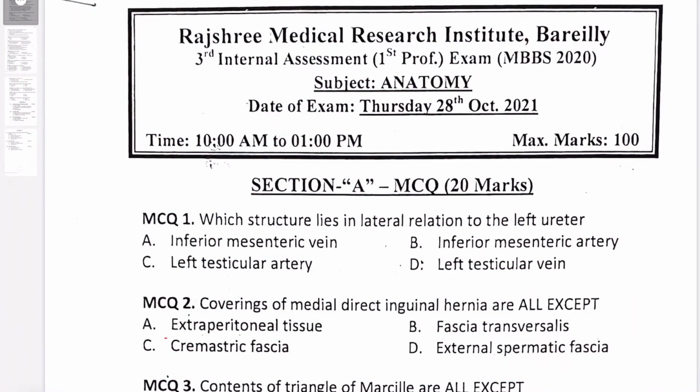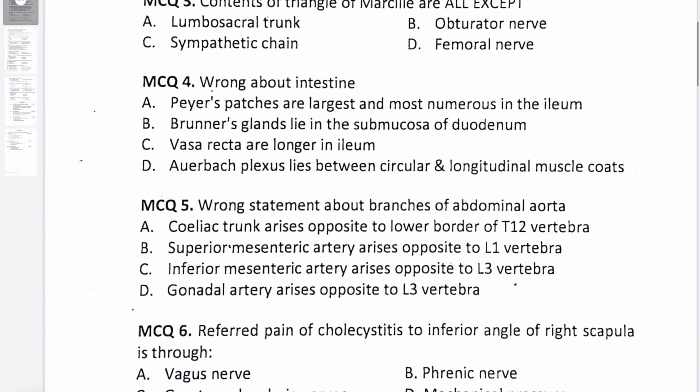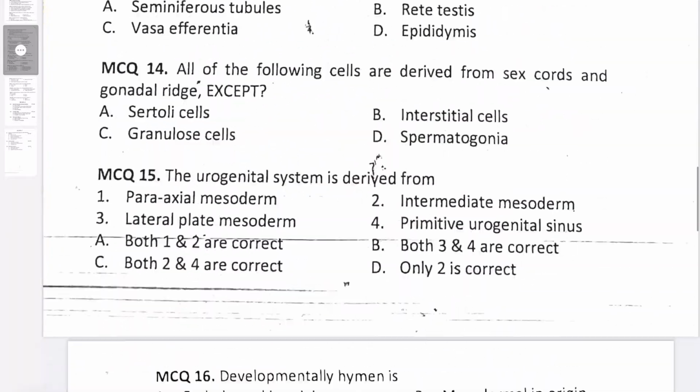This is a question paper of anatomy from Rajshree Medical Research Institute, Bareilly, of third internal assessment of first professional exam for the students admitted in MBBS 2020 batch. So this question paper was of 100 marks and it has 3 sections. This was section A of 20 marks, which was of 20 MCQs, 1 mark each.